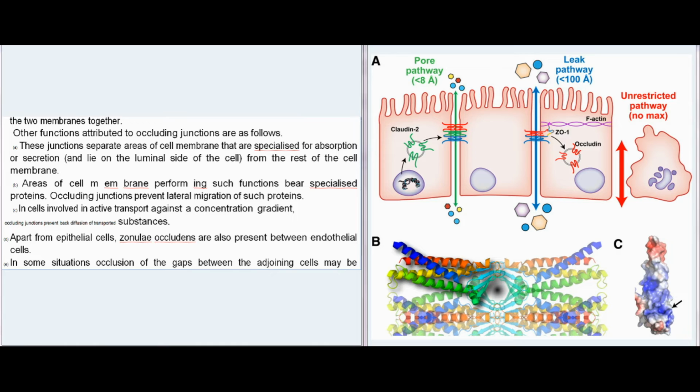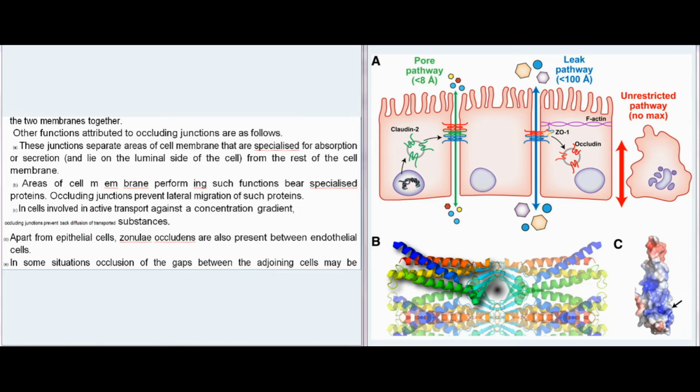B. Areas of cell membrane performing such functions bear specialized proteins. Occluding junctions prevent lateral migration of such proteins. C. In cells involved in active transport against a concentration gradient, occluding junctions prevent back diffusion of transported substances. D. Apart from epithelial cells, zonulae occludens are also present between endothelial cells.